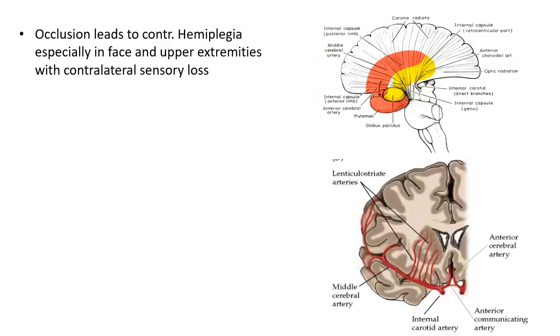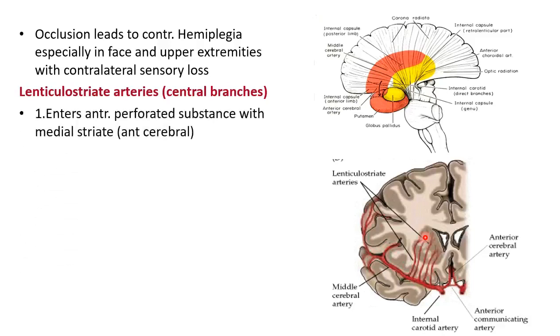contralateral hemiplegia in the face and upper extremity, and contralateral sensory loss takes place. Okay, so coming to the central branches, here you are able to see cortical branches ramify over the cortex. The deeper central branches are called the lenticulostriate arteries. So you have both the medial and the lateral striate branches.